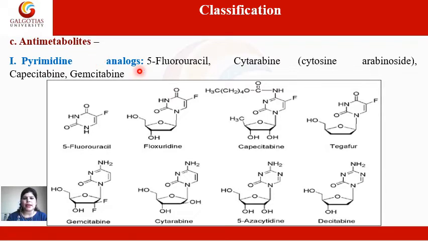The pyrimidine analogs contain a pyrimidine ring in their structure. As you can see, in all structures they contain the pyrimidine ring. The drugs that come under this category are 5-fluorouracil, cytarabine, also known as cytosine arabinoside, which is a sugar derivative of the pyrimidine moiety, capecitabine, and gemcitabine. These are the structures of the derivatives. Except 5-fluorouracil, all are sugar derivatives.